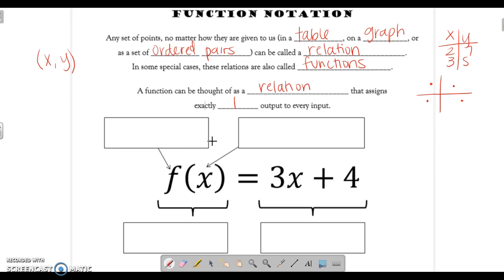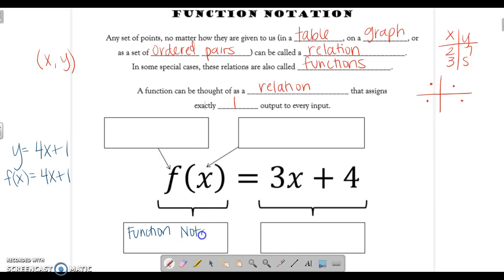So I like to think of this in function notation. That's this kind of notation over here. We're very used to seeing things written as y equals 4x plus 1, for instance. But instead, using function notation, it's going to look like this. f(x) equals 4x plus 1. So this notation over here, this is called function notation.